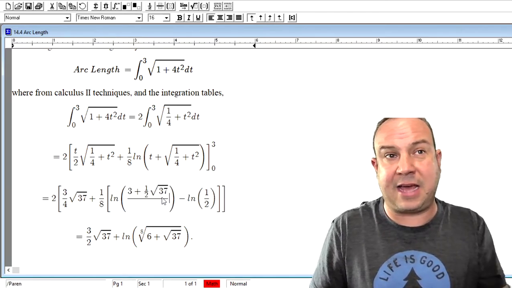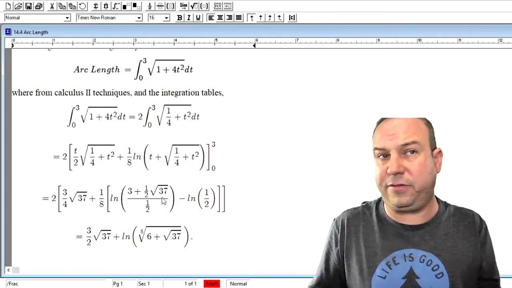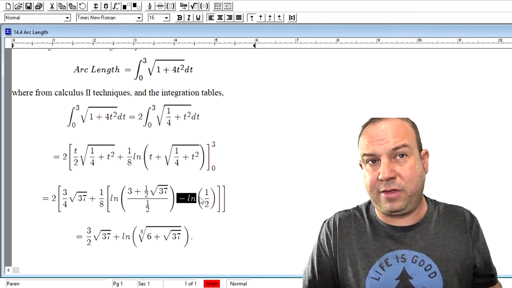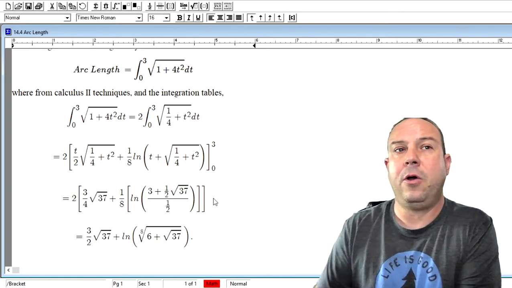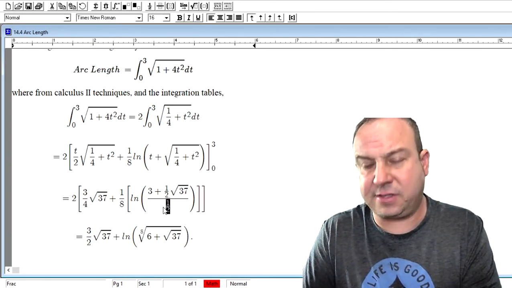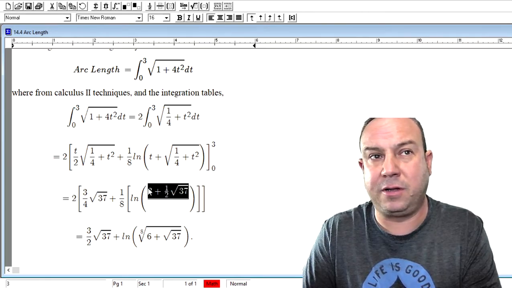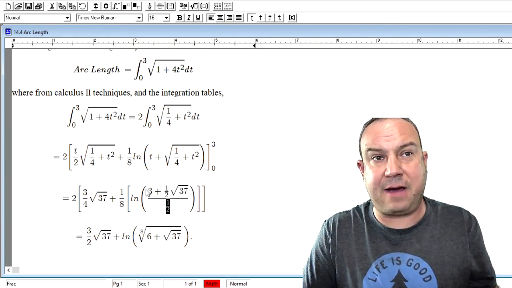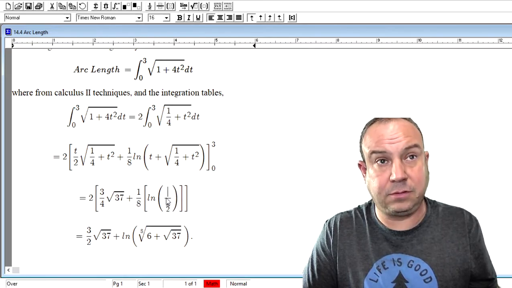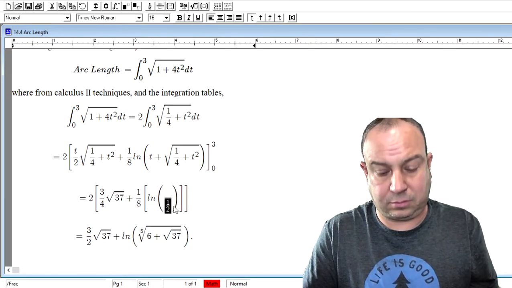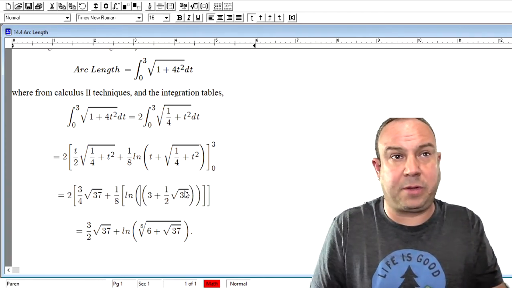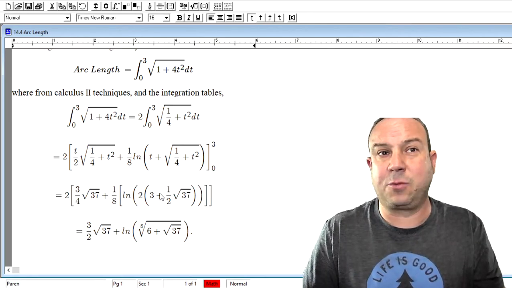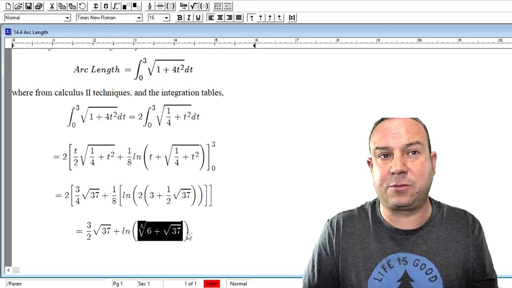I couldn't write that like this then, right? With this disappearing, using my log rules, that dividing by a half is the same as multiplying by its reciprocal. So dividing by a half is the same as taking all this and multiplying by its reciprocal. And that is where I get the 6 plus the square root of 37 from. That's where this result comes from.